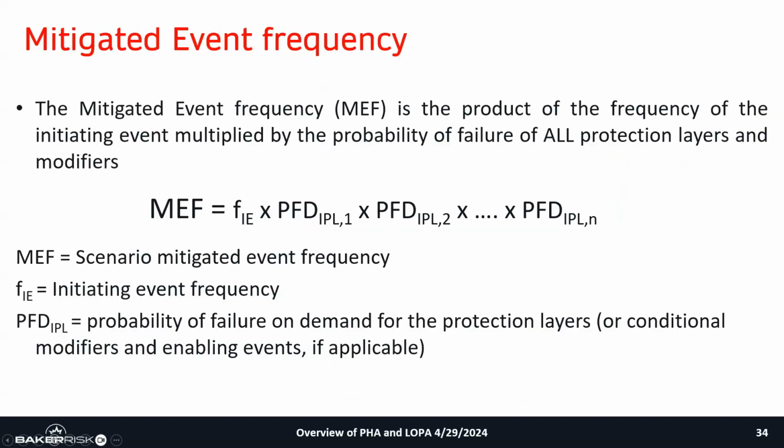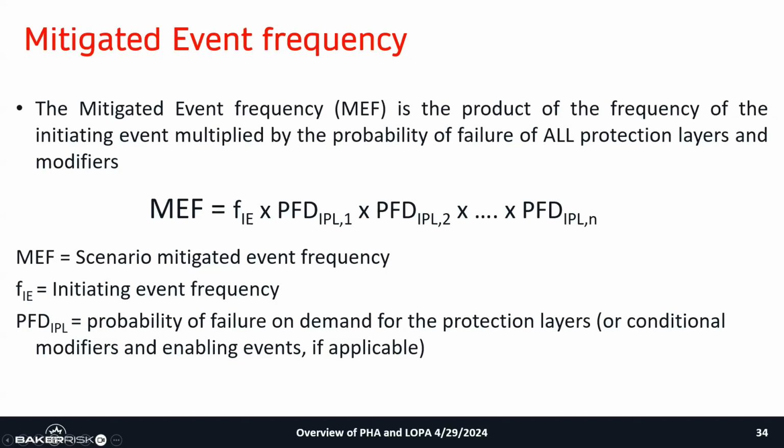Mitigated event frequency. So we talked about initiating events. We talked about enabling conditions. We also talked about IPLs. So IPLs have specified what we call probability of failure on demand, PFDs. And basically, that's defining how robust your safeguard is. So for instance, an operator response to an alarm would be given a 0.1 PFD, which means 1 in 10 years is the probability of failure on demand.